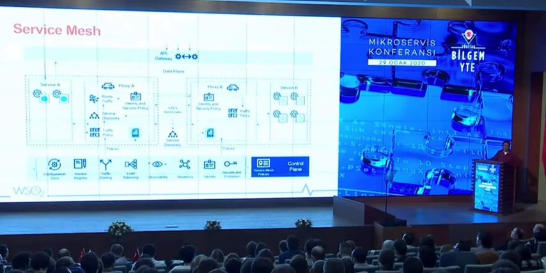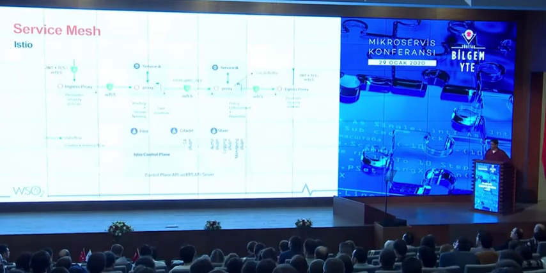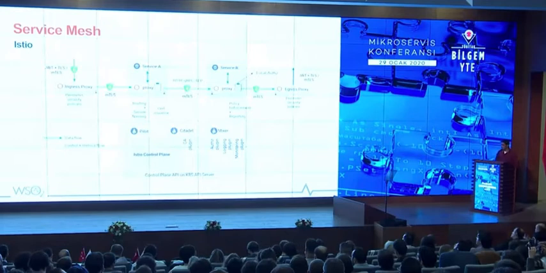So this is an architectural pattern, and we see multiple implementations. The most popular one is Istio, and then there's another one called Linkerd. So let's have a look at the Istio architecture at a high level. Istio has, in the control plane, three main components: Pilot, Citadel, and Mixer.